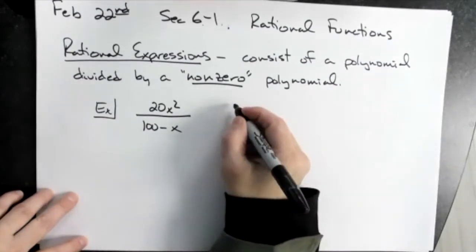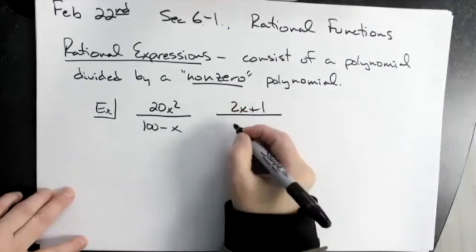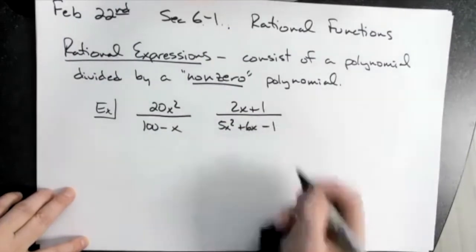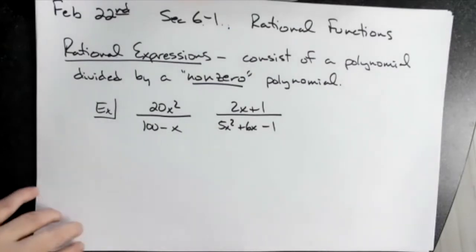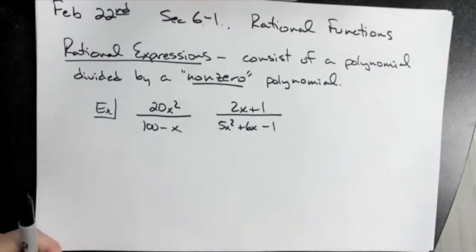All right, we can do a medium type, which might look like 2x plus 1 on the top, and then maybe 5x squared plus 6x minus 1. Again, nothing necessarily factors there. But it's a little bit more intense because it's got a binomial up here, trinomial on the bottom.